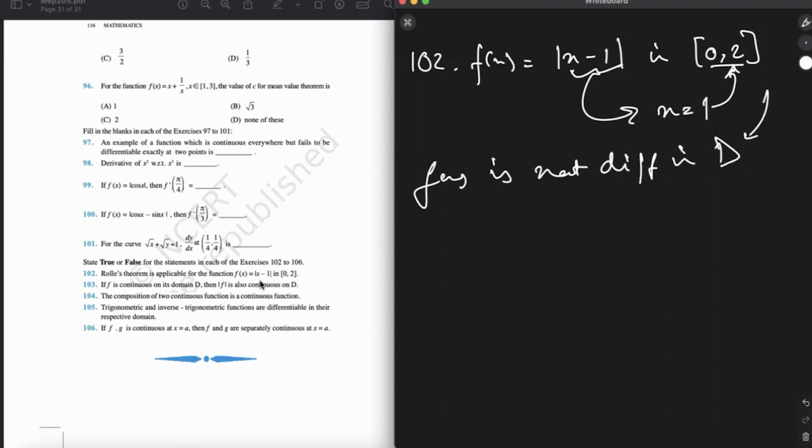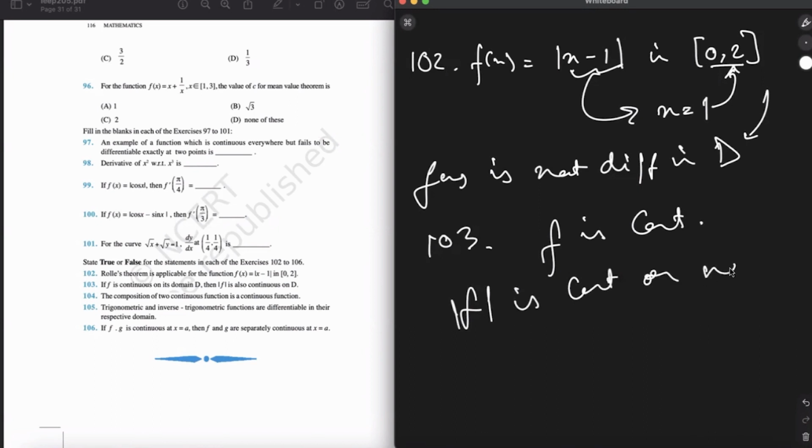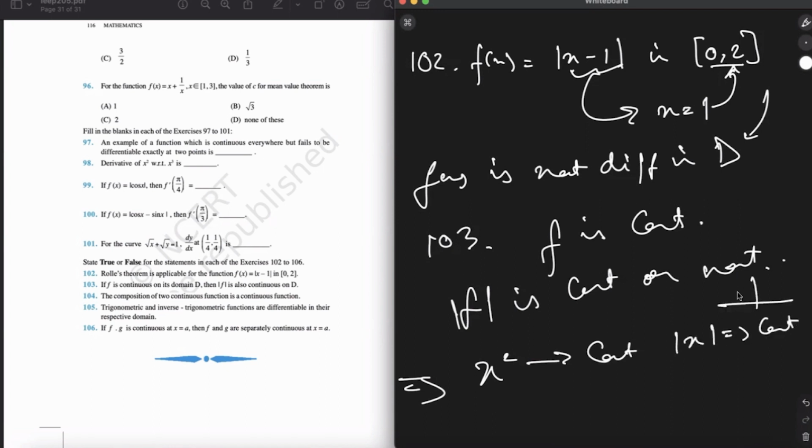If f is continuous on its domain D, then mod f is also continuous on D. Obviously, see, if f is continuous, then is mod f continuous or not? Think of it like this. Suppose there is a function x square. This is continuous. Alright. There is a function mod x. Is this continuous or not? What do you think? See, this is the graph. If you approach from the left hand side or from the right hand side, you approach the same point. So it is continuous. It is not differentiable due to the kink.